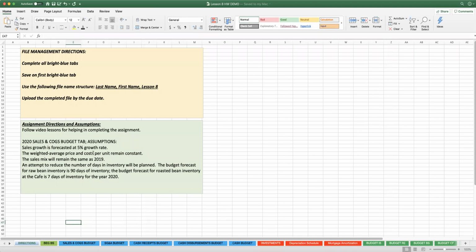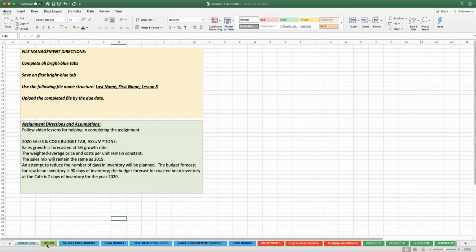The weighted average price and the weighted average cost will remain constant, same as 2019. The sales mix will remain the same as 2019. Let's attempt to reduce the number of days in inventory. We're going to plan that and try for that. It's part of our continuous improvement process. So we're going to look for 90 days inventory for the raw bean. If you remember, that was 104 days previously. So we're going to try to make some improvement and cut that back a little. And for the roasted bean, we'll try for a 7-day inventory.